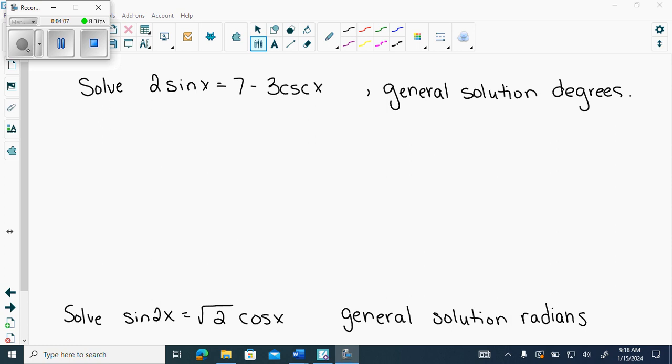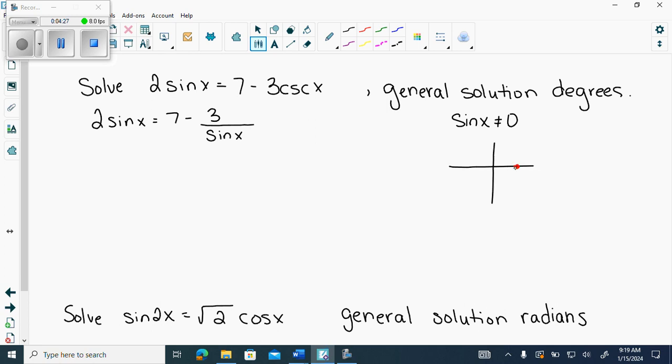So, okay, so we have 2 sine x equals 7 minus 3 over sine x, which once again we have that problem. Sine x can't equal 0. Where does it equal 0? Here and here. So our general solution for that would be x can't equal 0 degrees plus 180 degrees n, n an integer. Do I need the 0? Nah. So I go x can't equal 180 degrees n, n an integer.